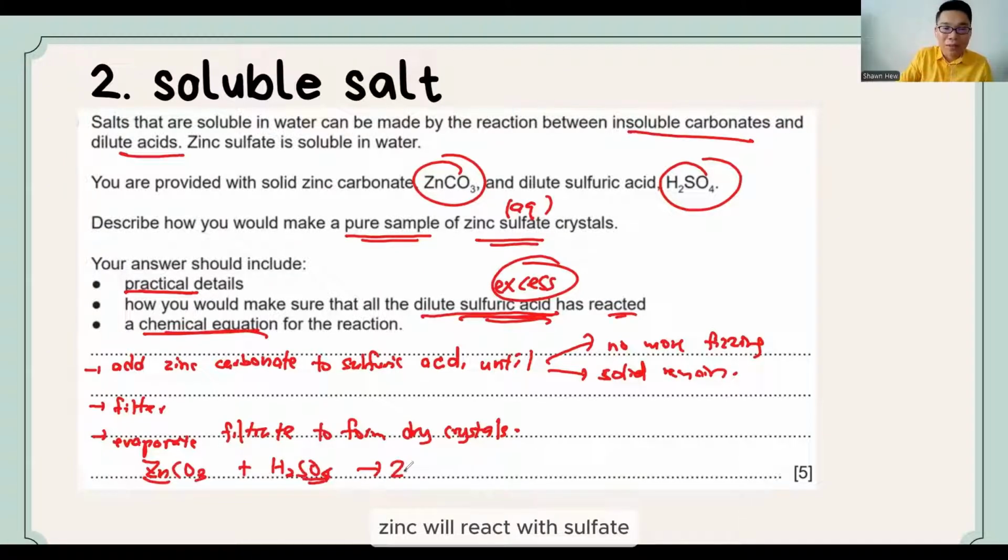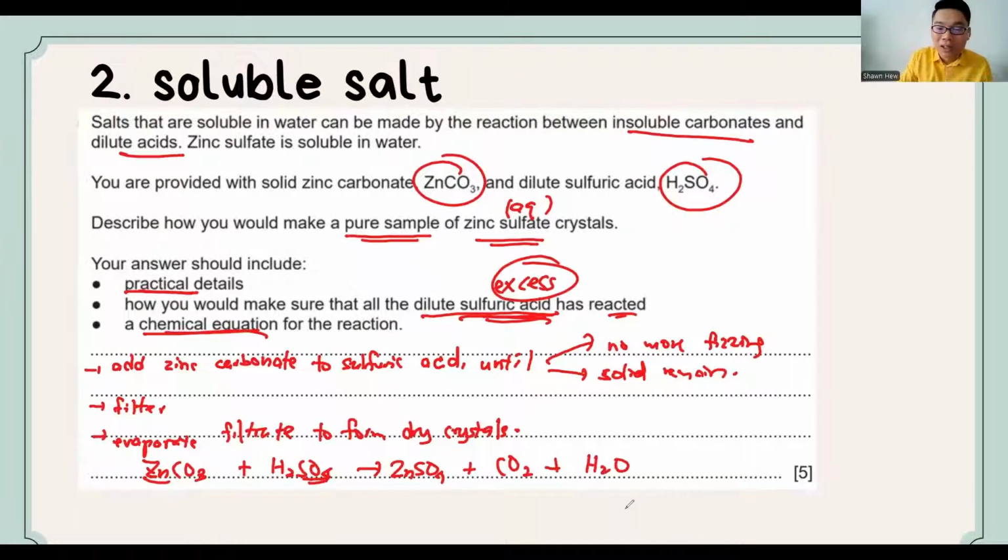Zinc carbonate will react with sulfuric acid, confirm forms CO2, and then the leftover H2 and O is water. So then you can gain these 5 marks.